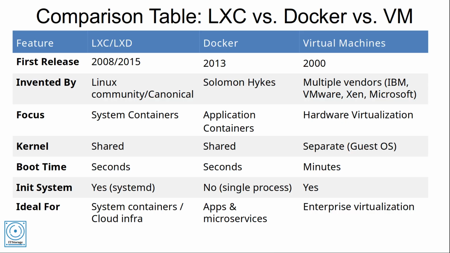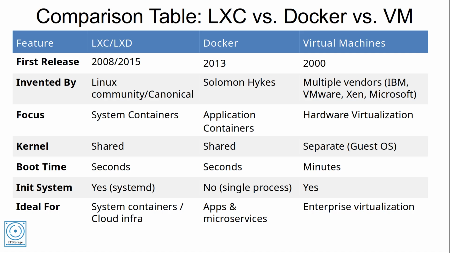Comparison table: Linux container versus Docker versus virtual machine. First release for LXC is 2008, for Docker 2013, and for virtual machine 2000. LXC was invented by the Linux community, Docker by Solomon Hykes, and virtual machines by multiple vendors: IBM, VMware, Xen, and Microsoft. LXC focuses on system containers, Docker on application containers, and virtual machines on hardware virtualization.